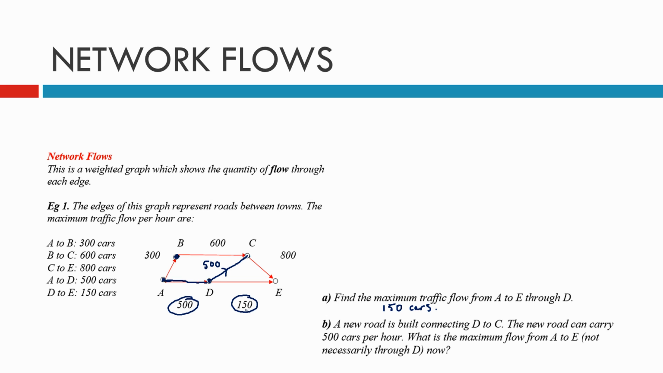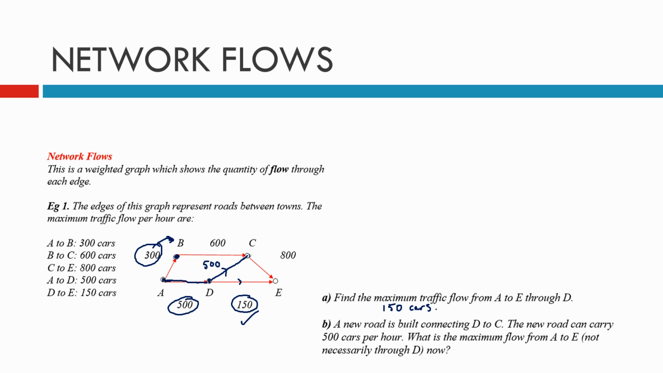Let's start back at A. From A, we can go up to B and we can get 300 cars there. Not a problem. So we'll just put 300 cars next to the B. Then, we won't do C just yet. We'll wait to get to D because there's two ways we can get to C. So A to D, we've got 500 cars. We already know that. So we'll write that at D. And we'll do from D to E because we know from D to E, we can get 150 cars. So we'll just put that down there.